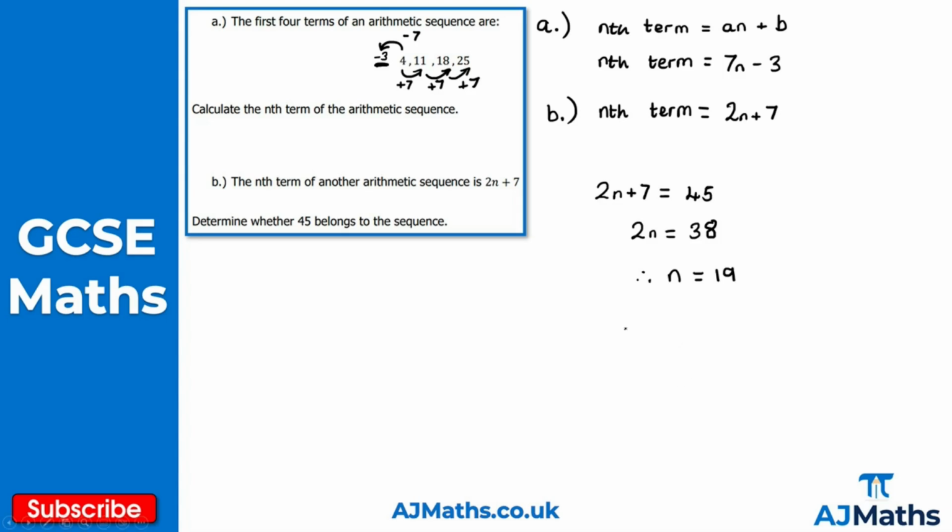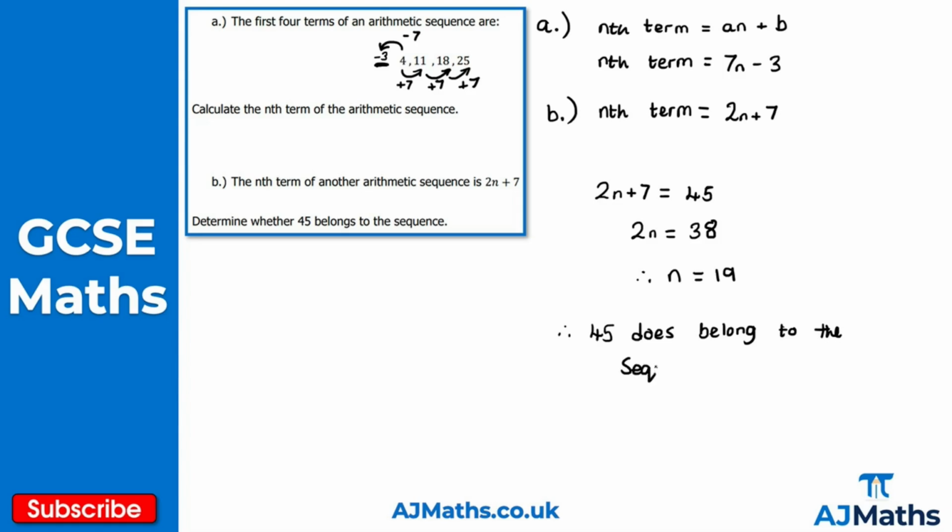Okay. So what does this show us here? Well, because we've got a whole number, an integer for n, what this shows us here is that 45 does belong to the sequence. So therefore, 45 does belong to the sequence.